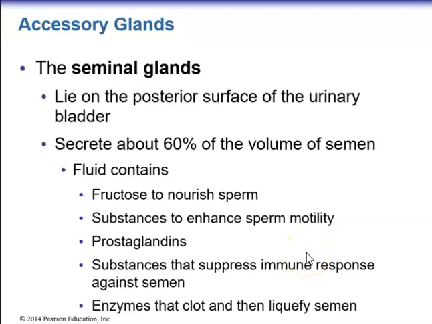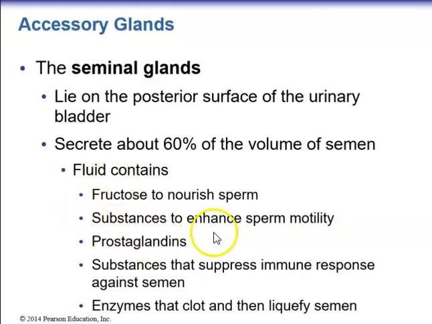So we have accessory glands of the male reproductive system. The seminal glands, the glands that I showed you previously that lie on the posterior surface of the urinary bladder. The seminal glands secrete about 60% of the volume of semen. Now this fluid contains fructose to nourish the sperm. So I like to say think of the seminal glands as the Red Bull, provides the Red Bull for the sperm. Basically, it gives energy to the sperm, so they have the energy to swim. So fructose is within the fluid secreted by the seminal glands.